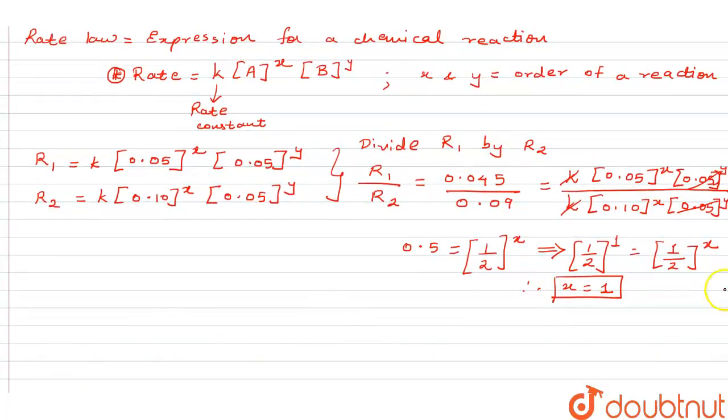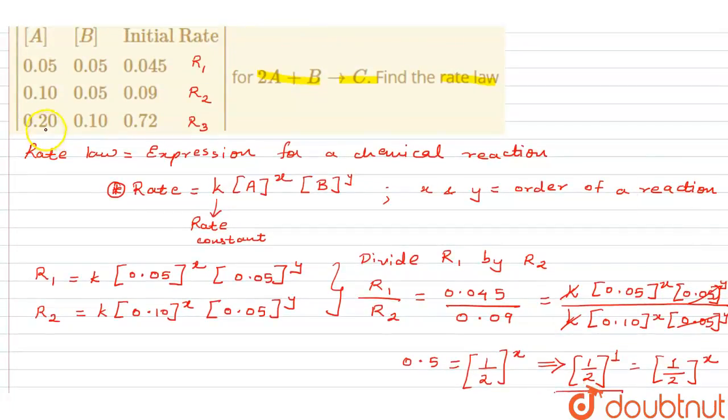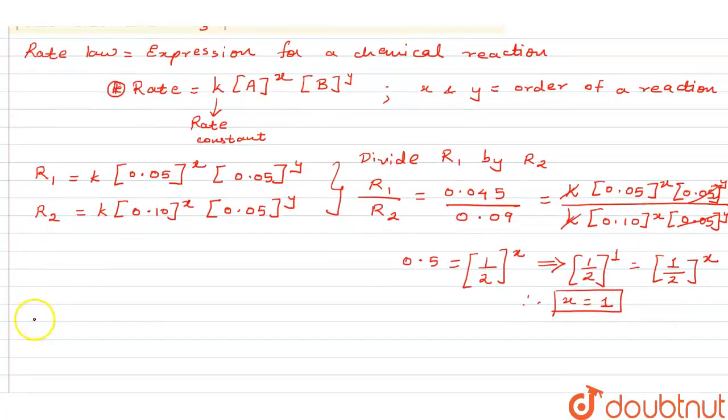Now let us proceed. The third information which has been given is concentration of A is 0.2, concentration of B is 0.1 and the rate is 0.72. So let us lay down the equation for R3 now. R3 is equal to K into concentration of A, which is 0.2 raised to X, into concentration of B, that is 0.1 raised to Y. Now since X is known to us, we can substitute that as 1.